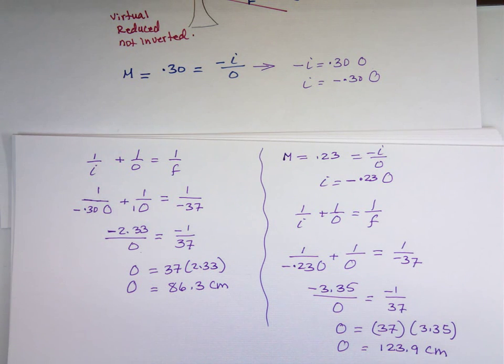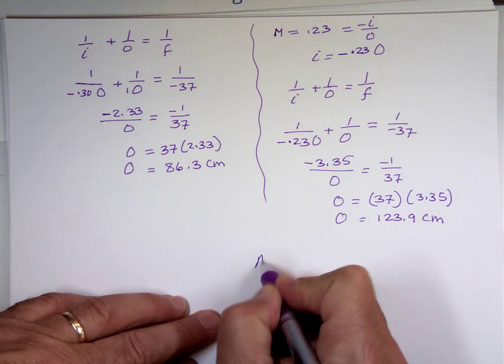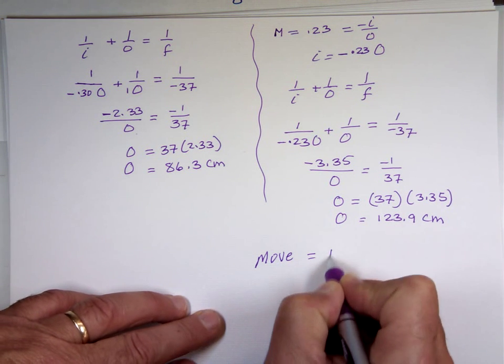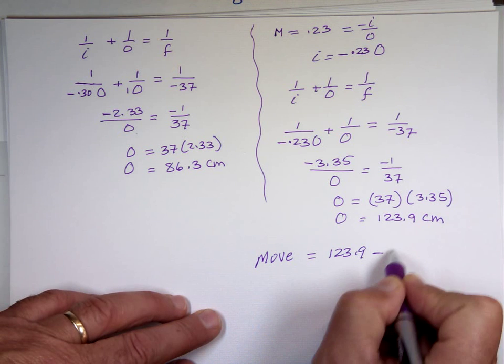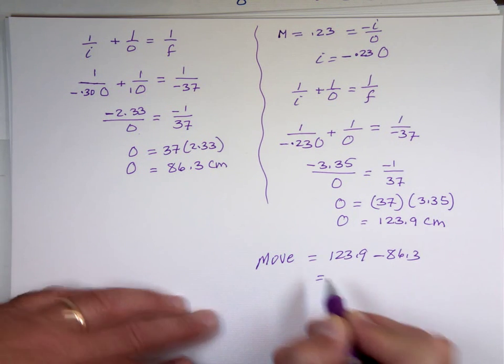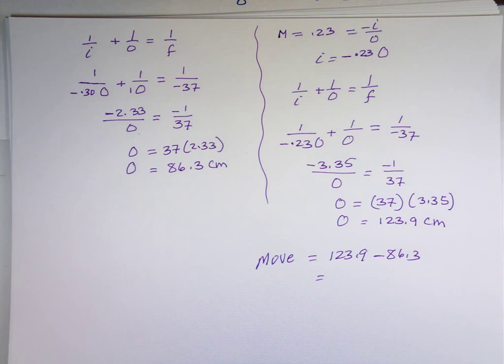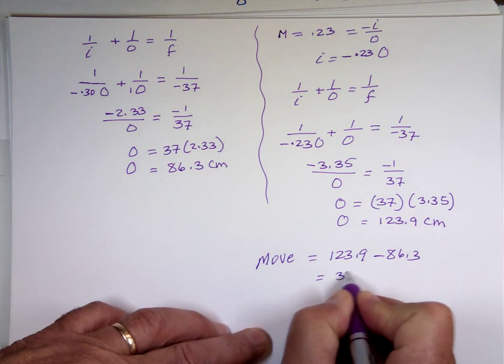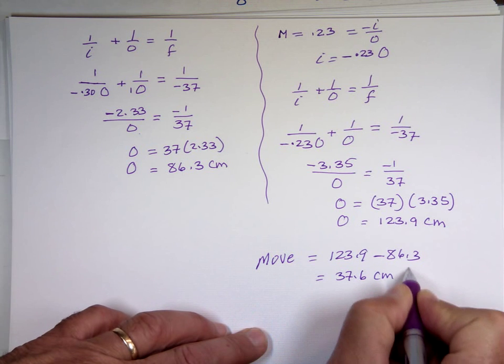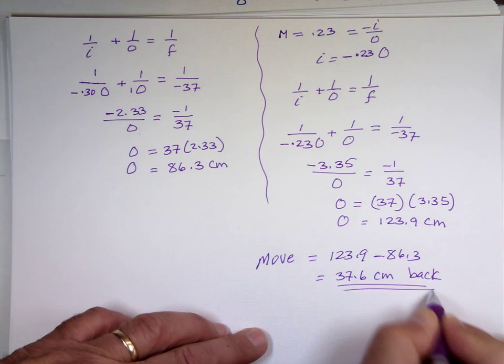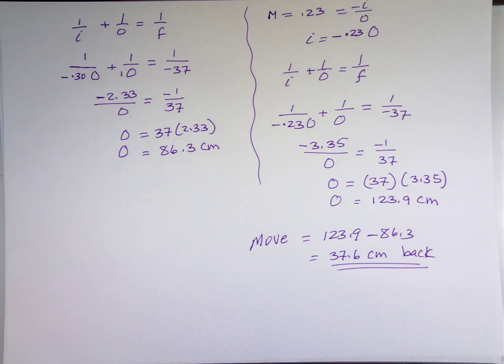Calculate the distance through which the object should be moved. So you need to move the object. How far do you have to move it? 123.9 minus 86.3, which is what? You have to move it 37.6 centimeters backward, if you want that image to shrink. 37.6 centimeters.